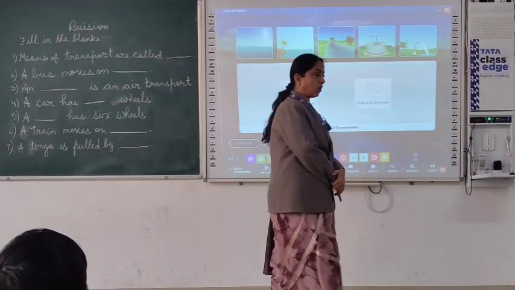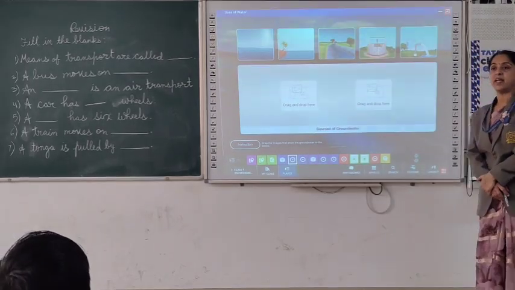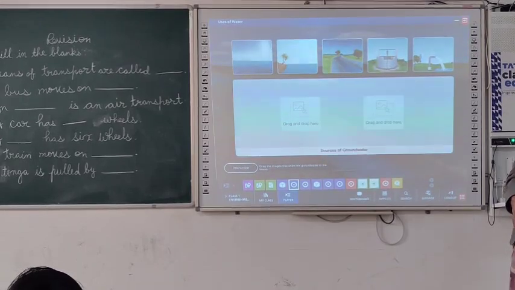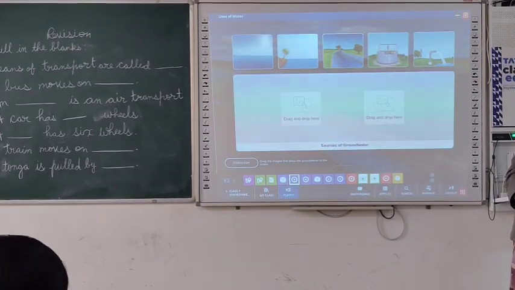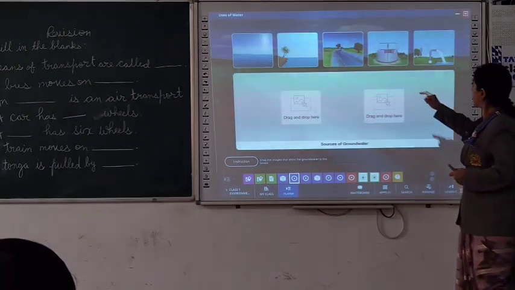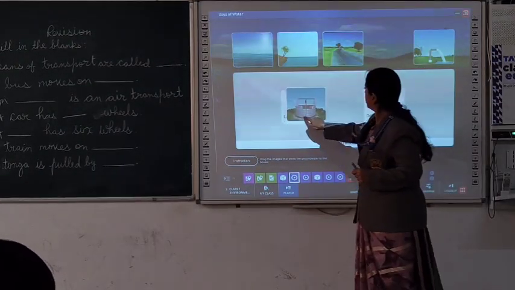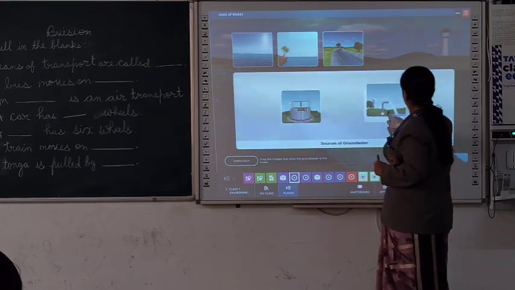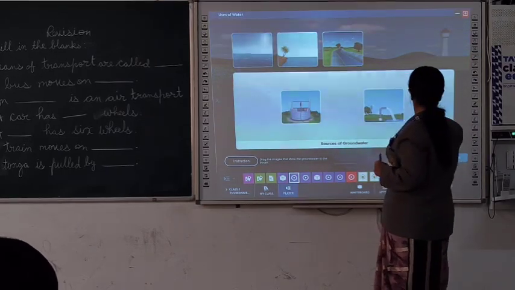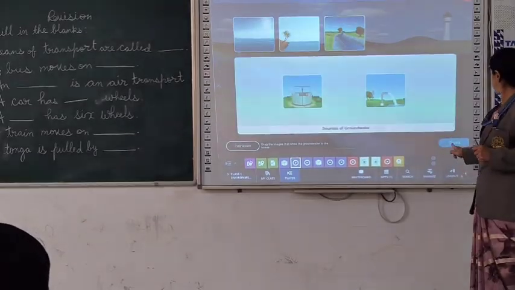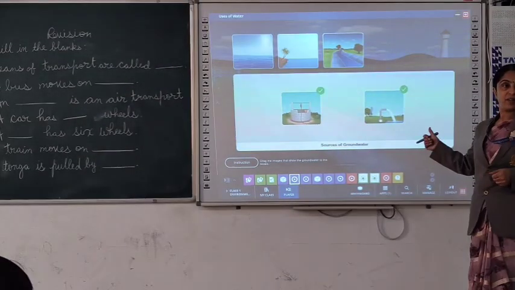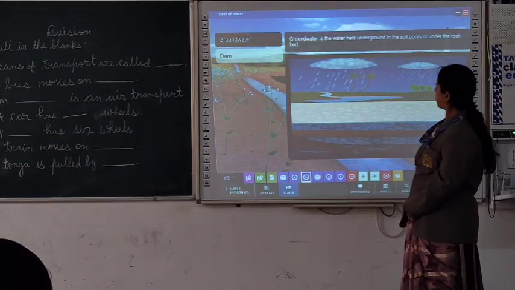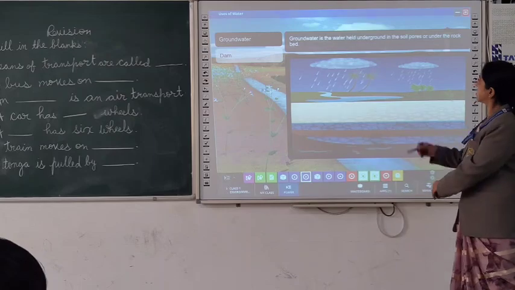When we dig a well or when we do a bore, we are getting underground water up. So in this picture, which shows the underground source of water? Well. Yes, very good. And then this boring. Okay. Excellent. See, this is correct. Now see, this is groundwater.